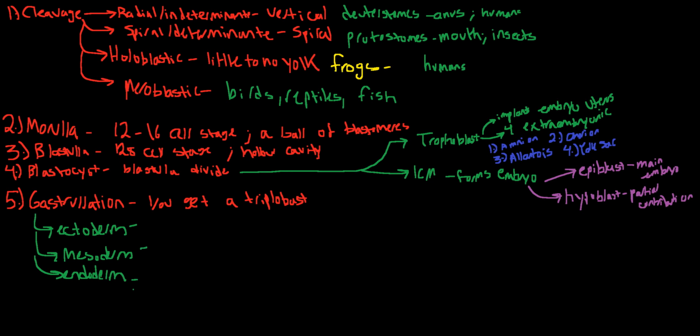Now each one of these structures is going to give rise to different parts of the body. The ectoderm gives rise to the central nervous system and the peripheral nervous system, so CNS plus PNS. It's also going to give rise to the ears, the eyes, the nose, the epidermis, the mammary glands, and for dentists, the enamel, and the adrenal medulla.